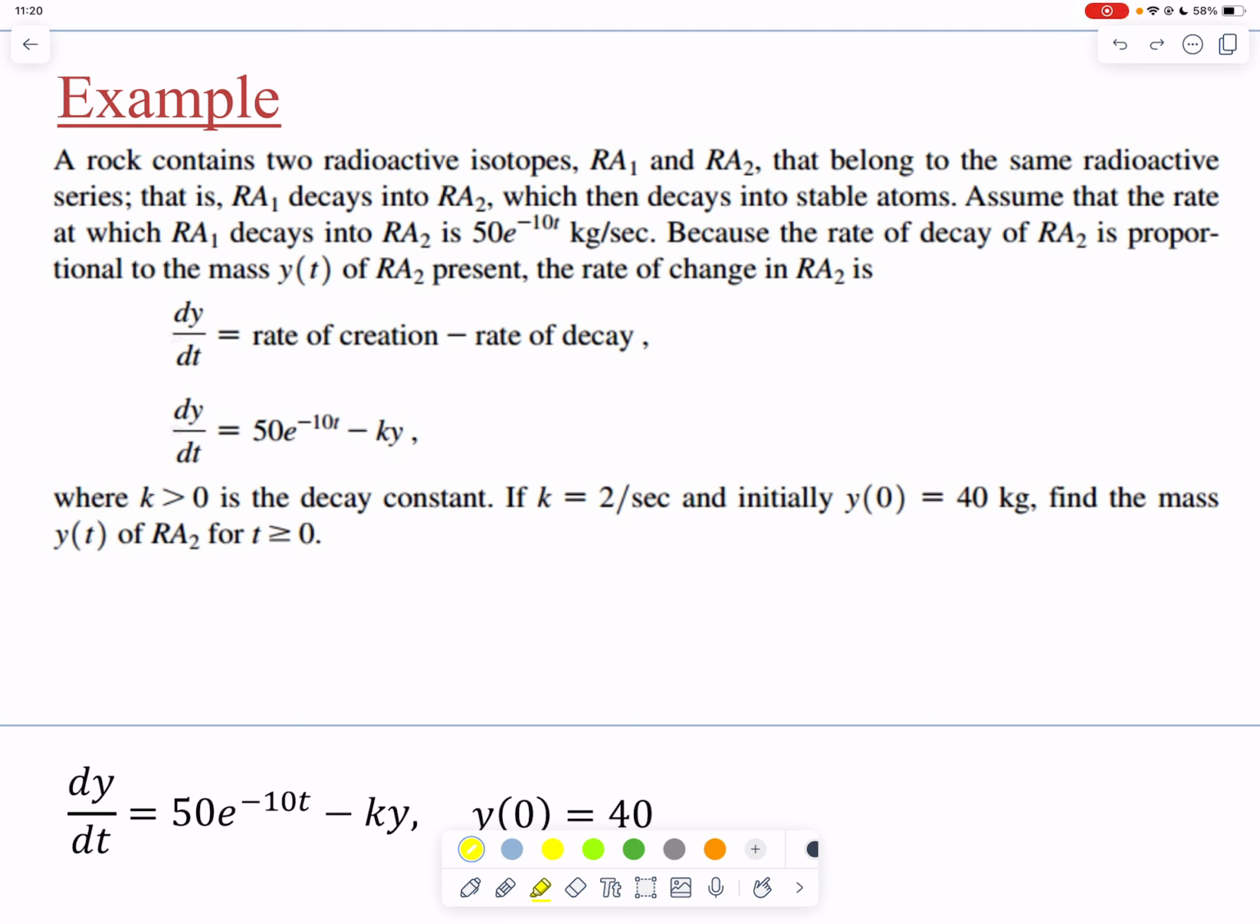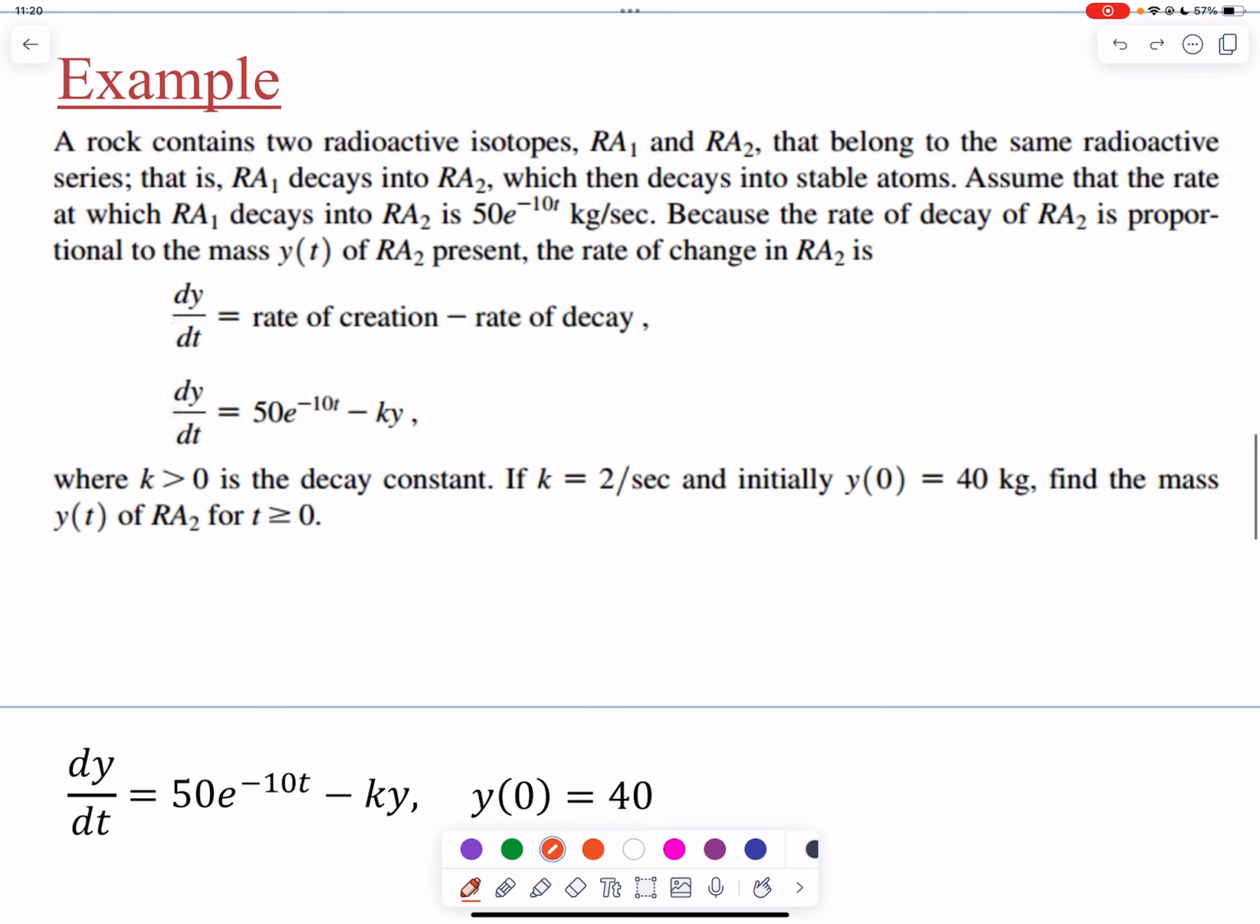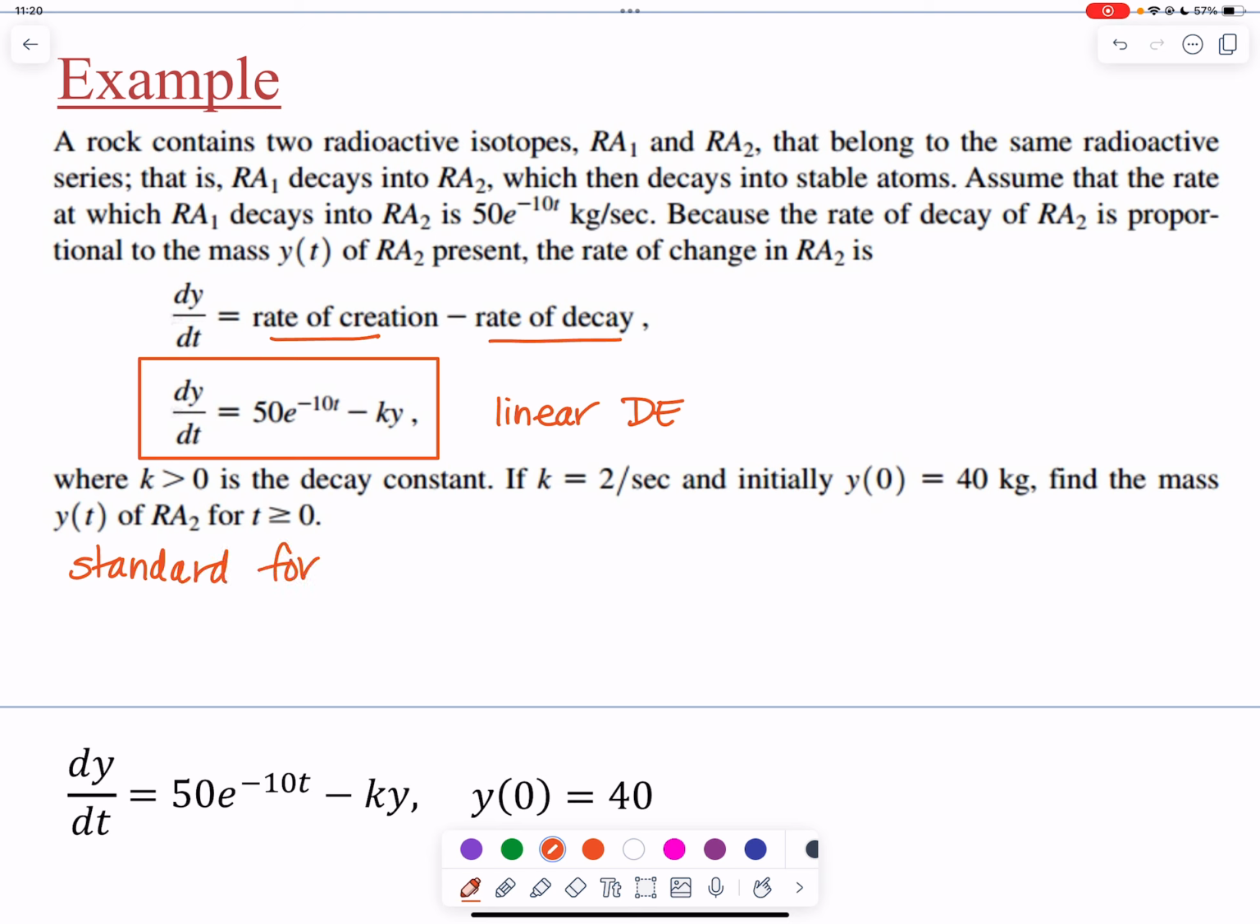Because the rate of decay of Ra2 is proportional to the mass y of t of Ra2 present, the rate of change of Ra2 is given here. And you can see that we have the rate of creation minus the rate of decay. So here is our differential equation. This is going to be a linear DE, and let's go ahead and write that linear DE in standard form.